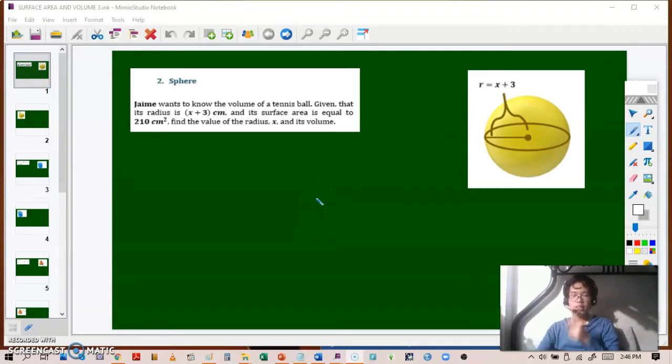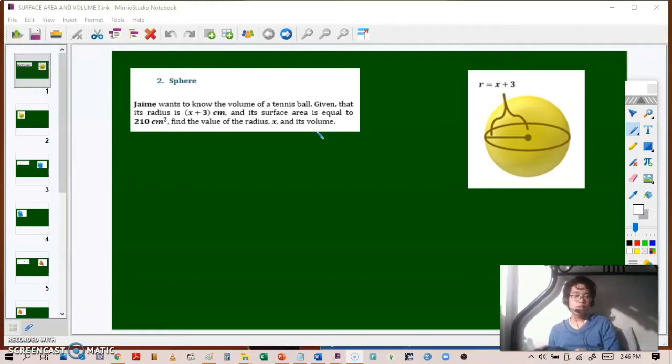Okay, so given our second problem here, we have a sphere. Jamie wants to know the volume of a tennis ball, shaped like a sphere. Given that its radius is x plus 3 centimeters and its surface area is equal to 210 centimeters squared, find the value of the radius, x, and its volume.